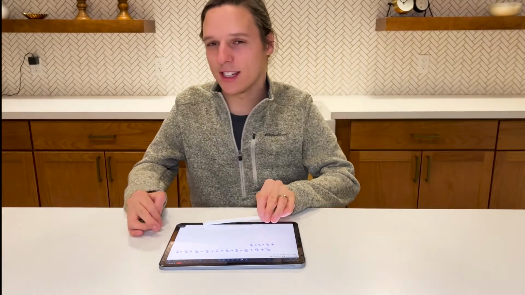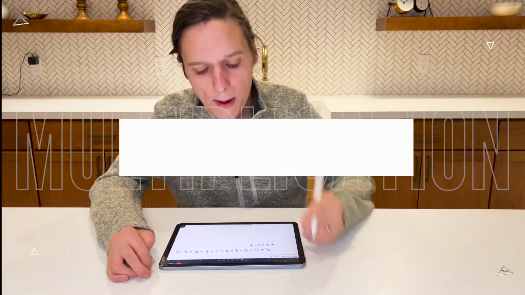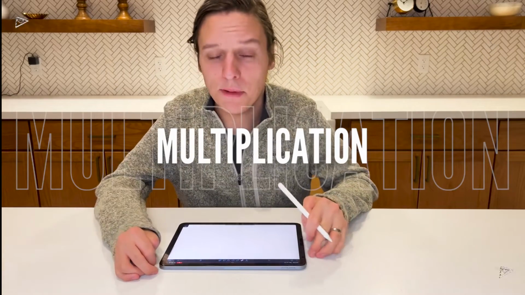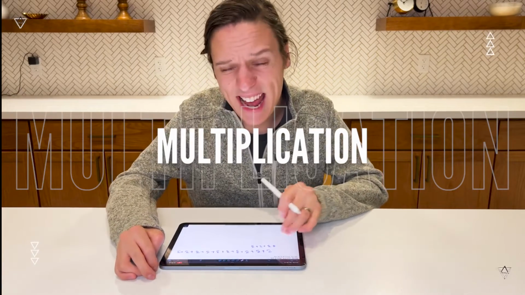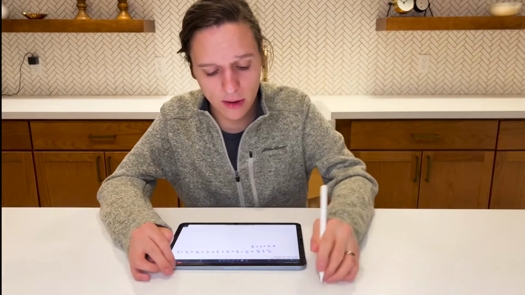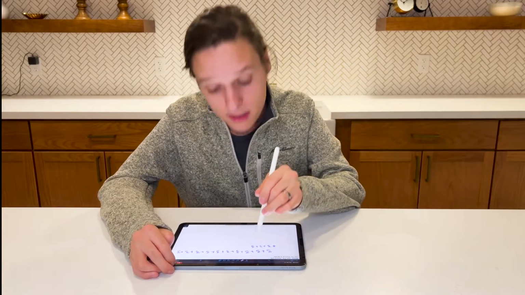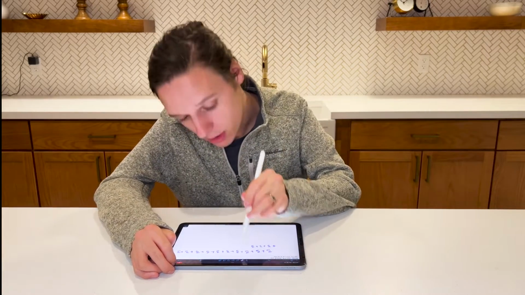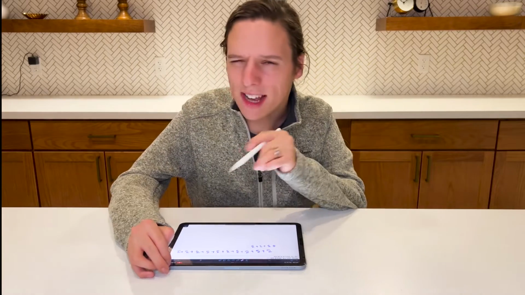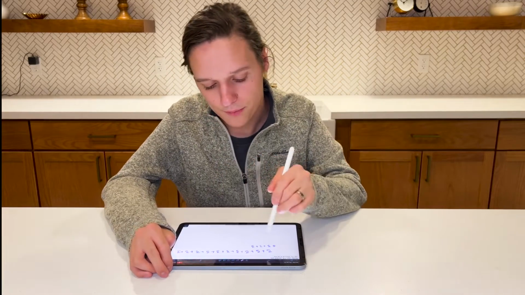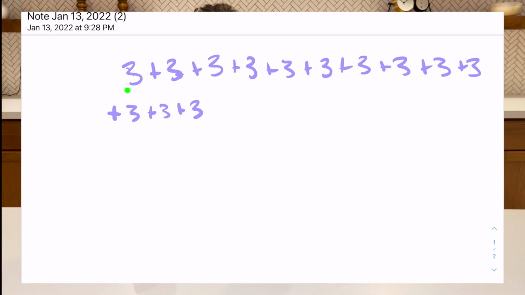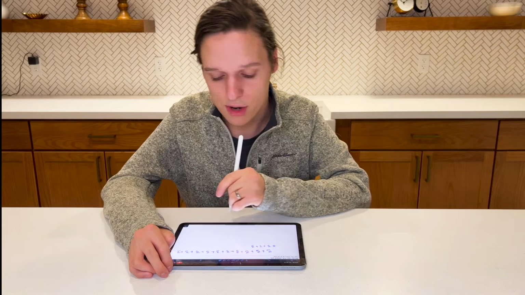Well, if you haven't figured it out yet, I'm just going to tell you, we are working on some multiplication. So instead of going 3 plus 3 plus 3 plus 3 plus 3 plus 3 plus 3, let's just count up how many 3s I've written here. I've got 1, 2, 3, 4, 5, 6, 7, 8, 9, 10, 11, 12, 13 3s.